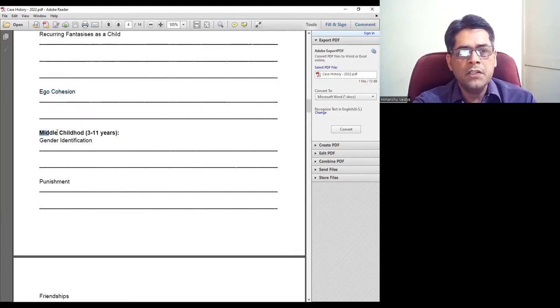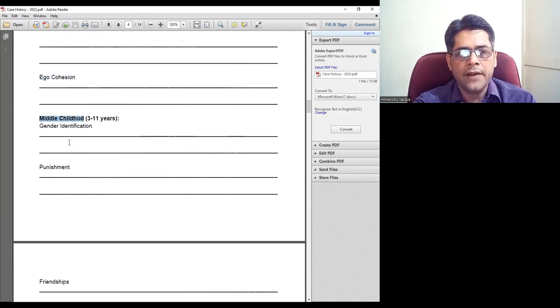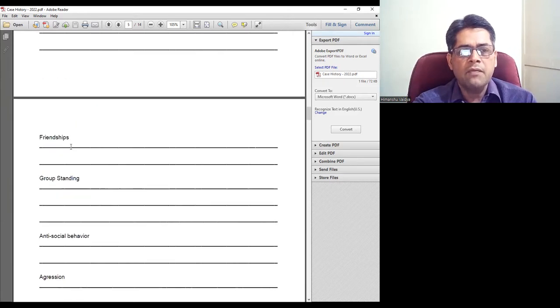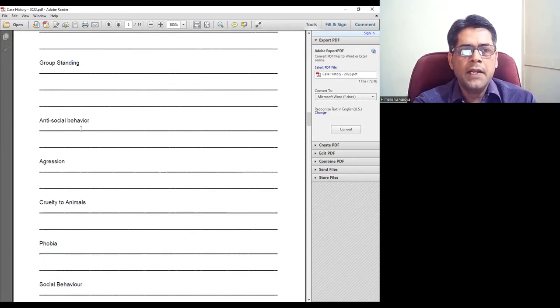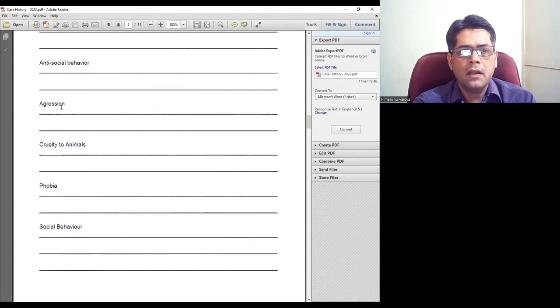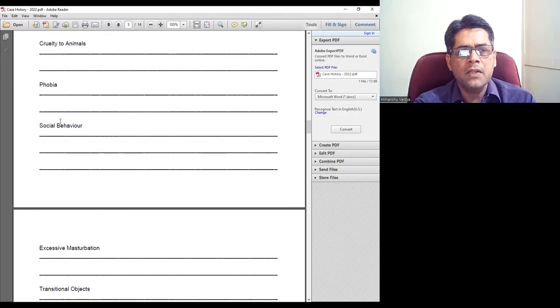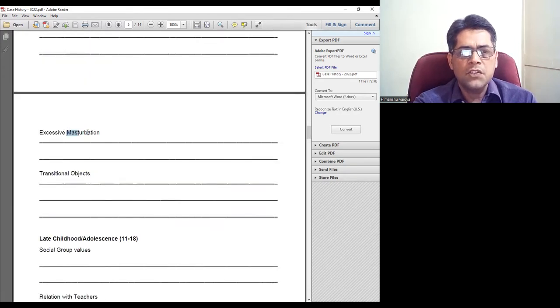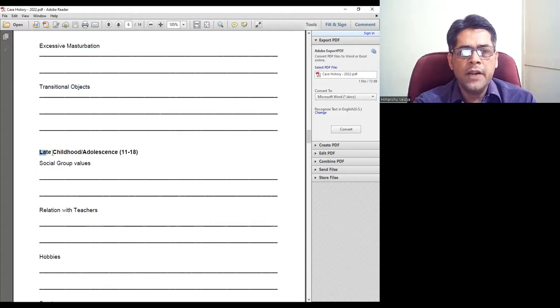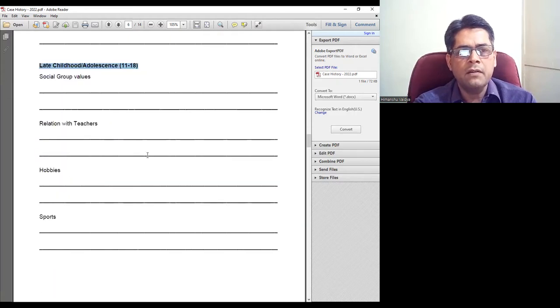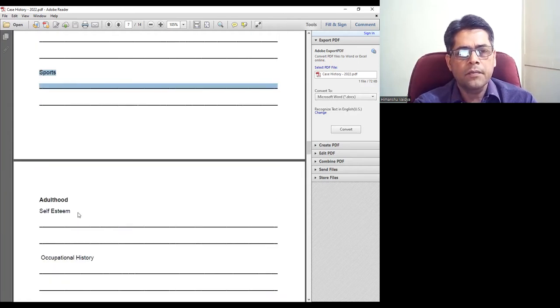Then we come to middle childhood, in which we ask questions on gender orientation, identification, punishment, friendships, group standing, antisocial behavior, general aggression, cruelty to animals, and so on. Questions on masturbation, transitional objects. Then we come to late childhood or adolescence, 11 to 18. We ask about social group values, relation with teachers, hobbies, sports.